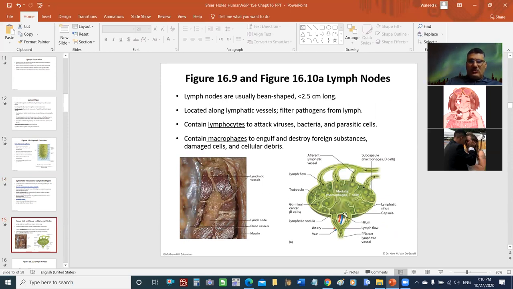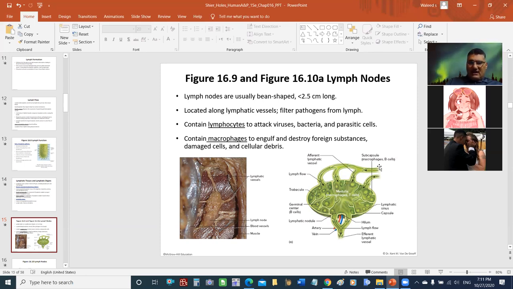This is a picture showing you the lymph nodes. The lymph node looks like this. It has an afferent lymphatic vessel. Afferent means accessing, going toward the lymph node. So this is bringing the lymph in. It will go inside. Inside, you have lymphocytes and macrophages that are going to clean it. And then it will exit from the other side and continue its path all the way to either the right lymphatic duct or the thoracic duct, back to the subclavian and back to the heart.